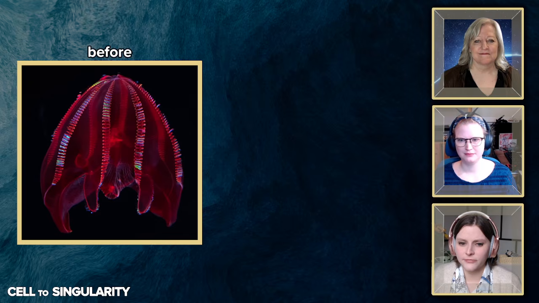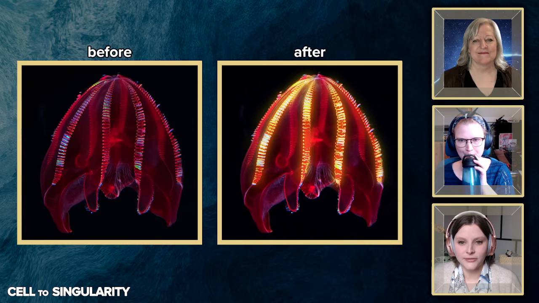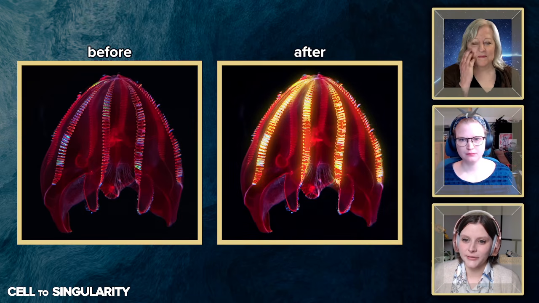Moving on, this is also one of my top three, I think, of all the creatures I learned about with this update. The blood belly comb jelly. I think you made it look a little bit brighter because I think it glows, doesn't it, Lori?